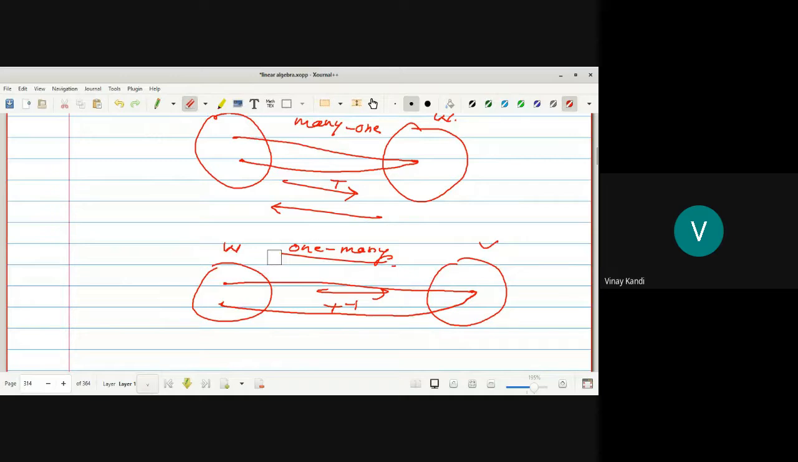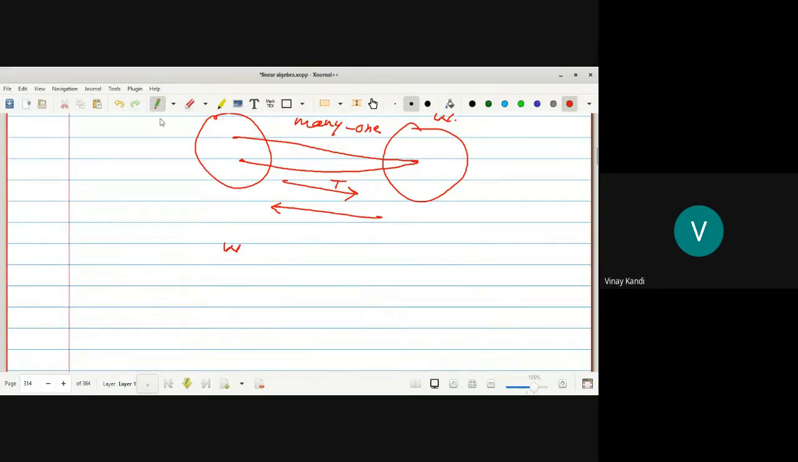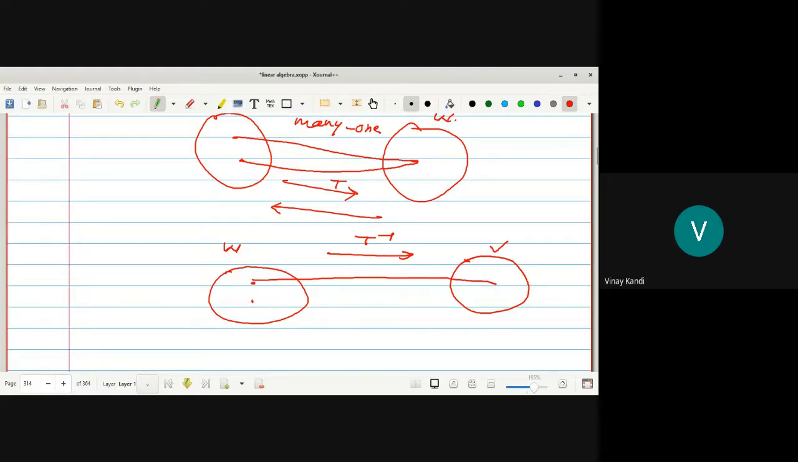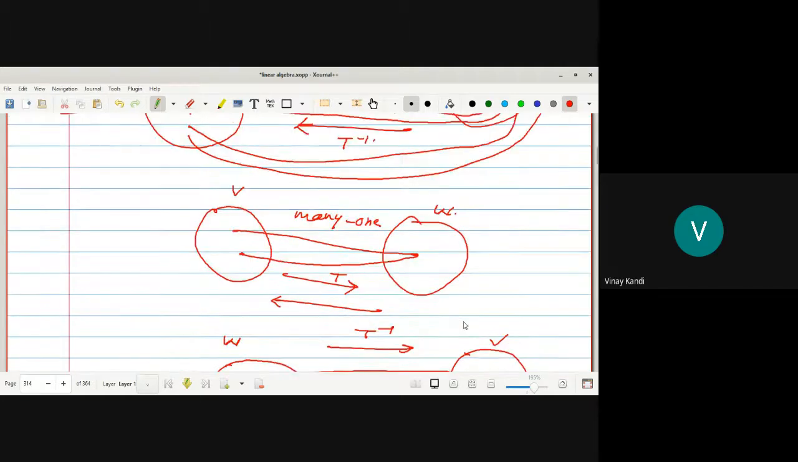One element of W would get two images. Suppose this is W, this one is V, and this one is T inverse. Each and every element of W must have a unique image, but here we get two distinct images. So this is not a function, let alone a transformation. That's why, for invertibility, we must have T non-singular.